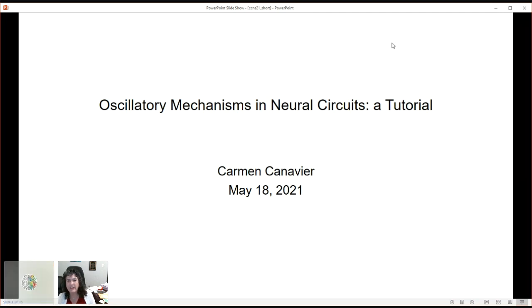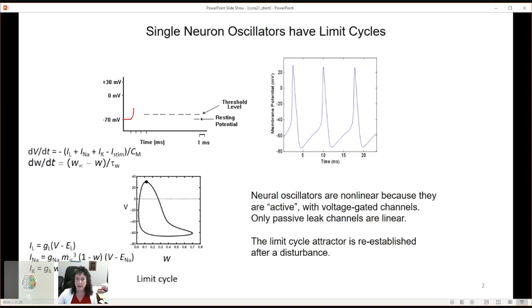Okay, as Scott said, I'm going to do a brief tutorial on oscillatory mechanisms, and I'm going to start with pacemaker neurons. What you're seeing here on the upper left is an oscilloscope representation. On the right is a time series representation of a pacemaker single spiking neuron. I'm using a reduced Hodgkin-Huxley model.